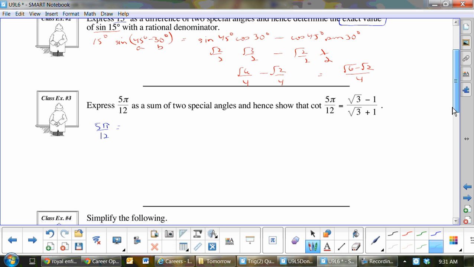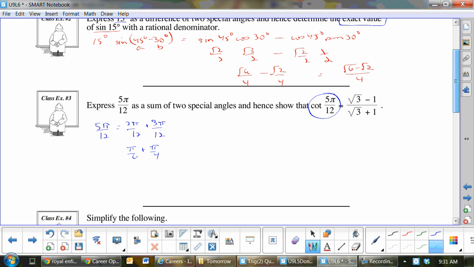Okay. Any over 12s, what are good ones? Is 2 over 12 a good one? Because what if we went 2 pi over 12 plus 3 pi over 12? Does that make 5 pi over 12? Okay, good. Now see if they're on your unit circle. Pi over 6 and pi over 4. Yeah, okay. Here's the other kicker.